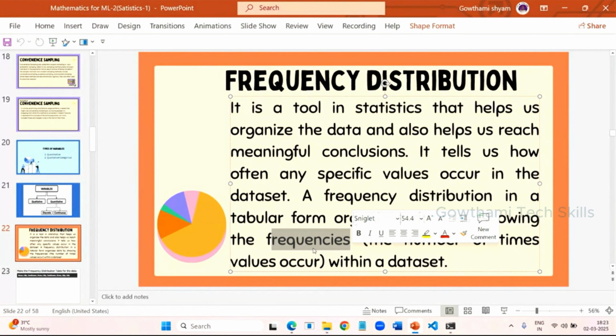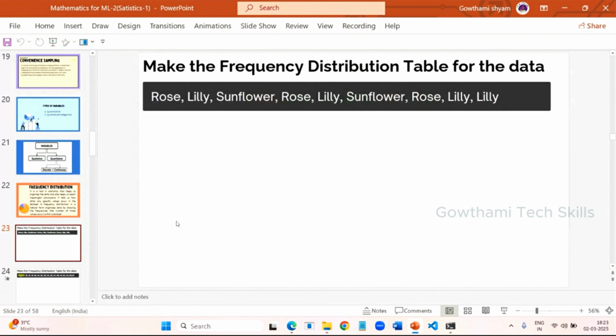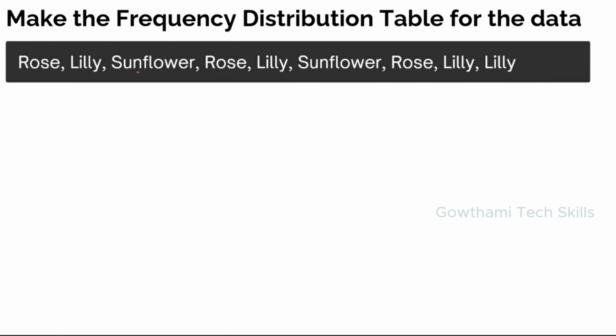For understanding, I have given an example. Let's take these as the values in my data set. I'm having one data set with values like rose, lily, sunflower, rose, lily, sunflower, rose, lily, lily. Based on the data set, I want to find out the frequency distribution. Frequency distribution is nothing but how many times a particular value occurred in the data set.